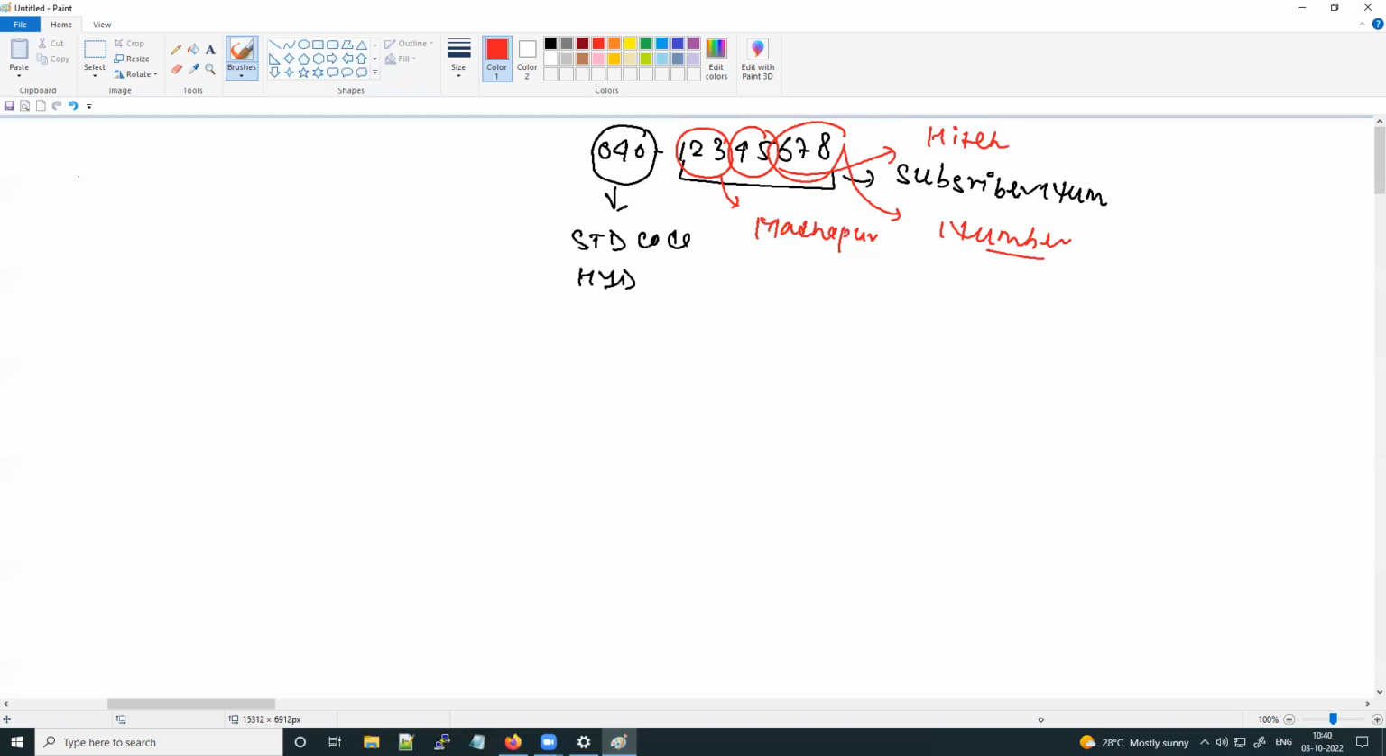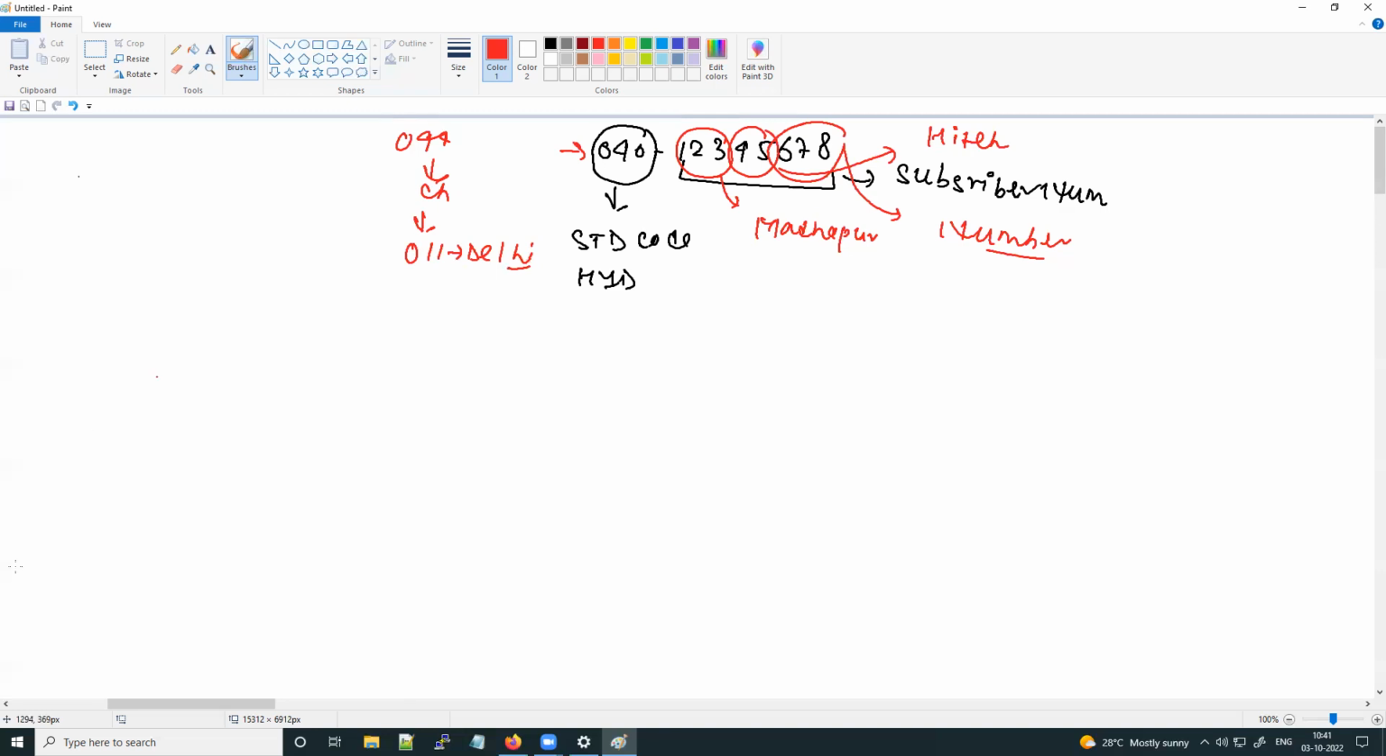So if you consider these things, you will see that a number is basically a combination of two things: STD code and the subscriber number. And if you see 040, immediately you will come to know that this is Hyderabad. And if you see 044, it means Chennai. If you see 011, Delhi, right? So easily you are able to identify with the help of the STD code.